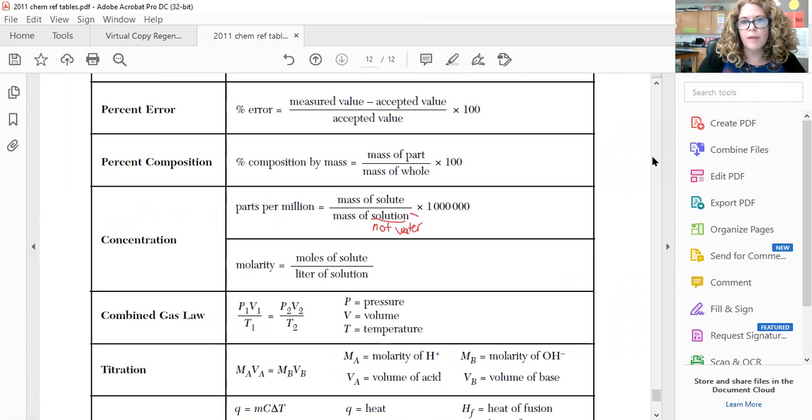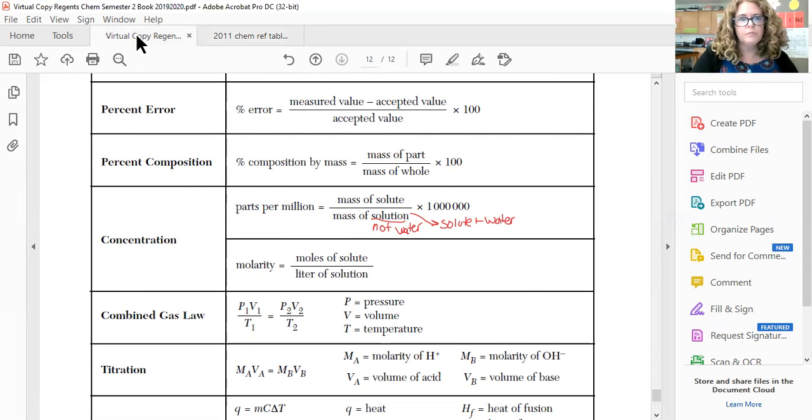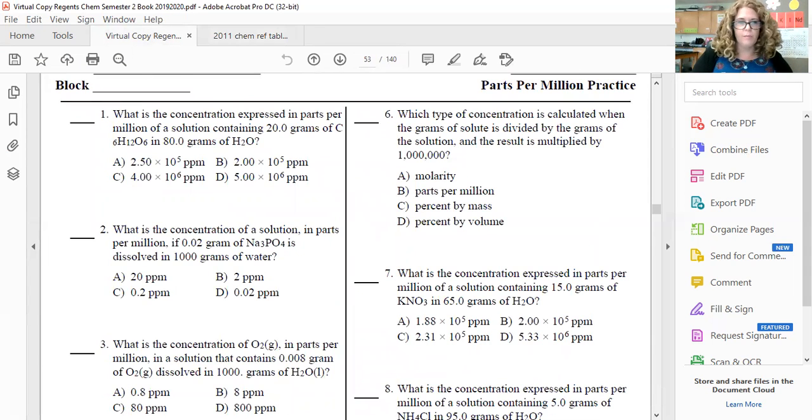So I'm going to just make a little arrow over here. The mass of the solution is going to be the solute in grams plus the mass of the water in grams, because that's going to be the mass of the total solution. When something dissolves, it doesn't disappear. Matter cannot be destroyed, so it's still present. The mass of it is still there. All right, so now let's get practicing.